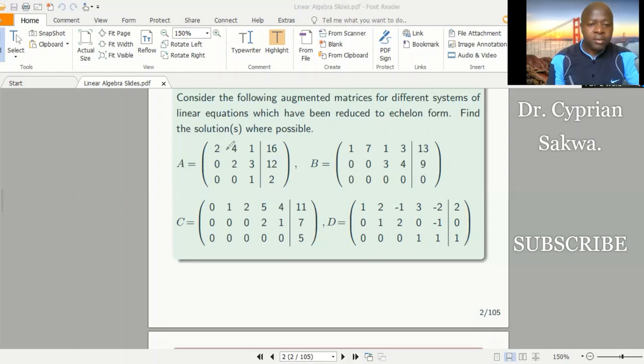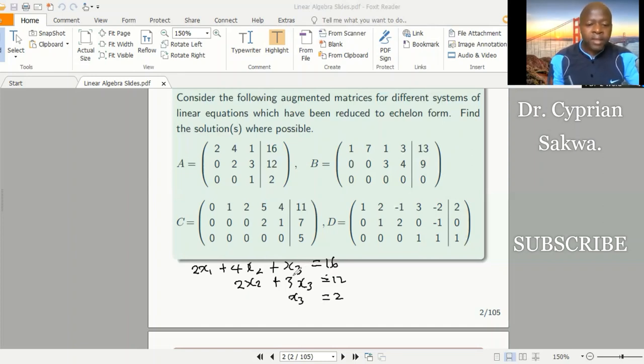Supposing that my variables were x1, x2, and x3, then let me extract the equations here. So the equations would be 2x1 plus 4x2 plus x3 is equal to 16. And this would be x1, x2. So 2x2 plus 3x3 is equal to 12. And this will be x1, x2, x3. So that is x3 is equal to 2.